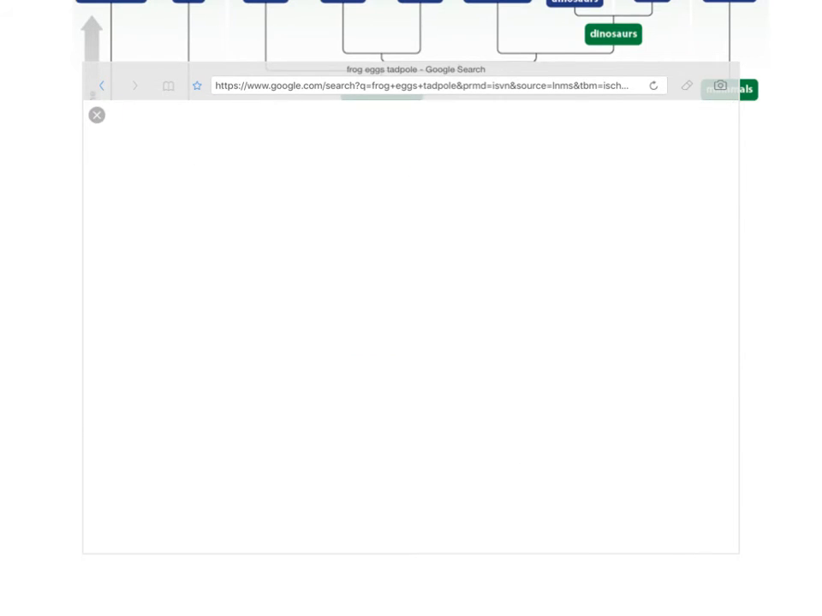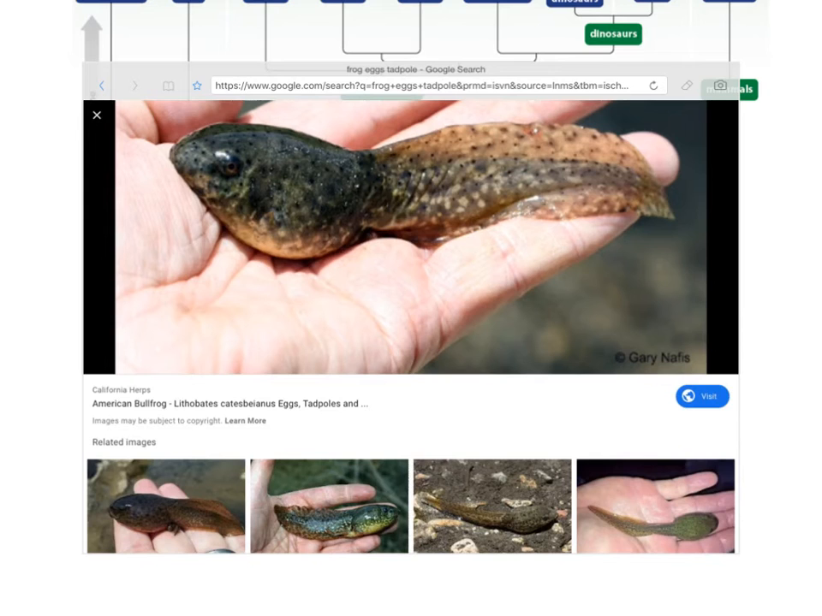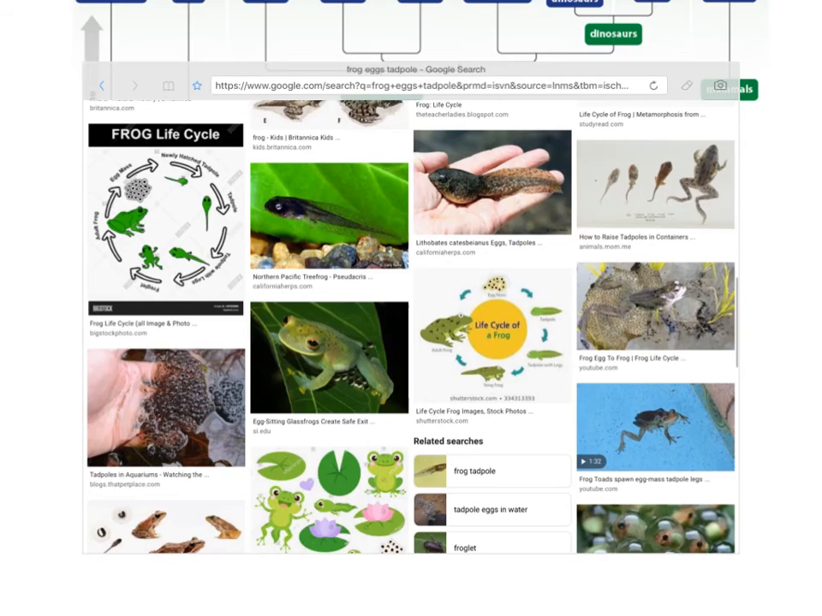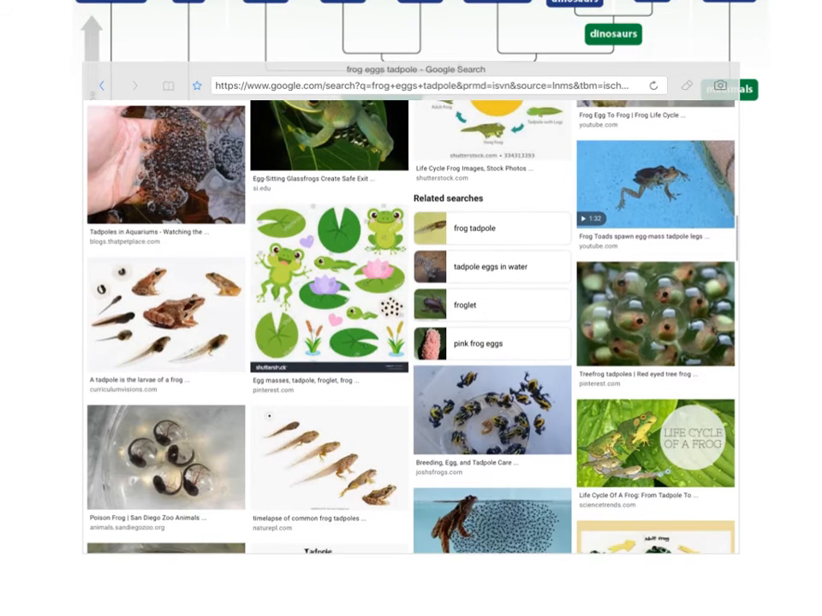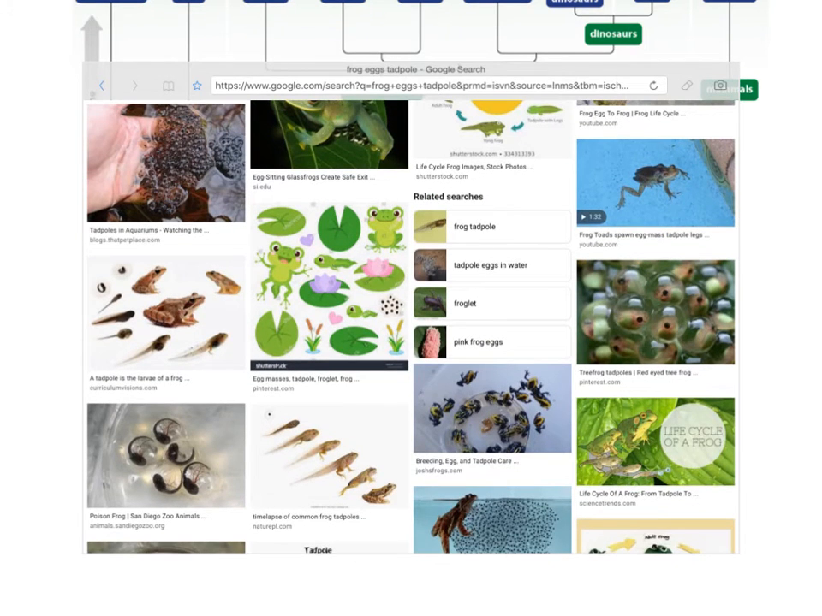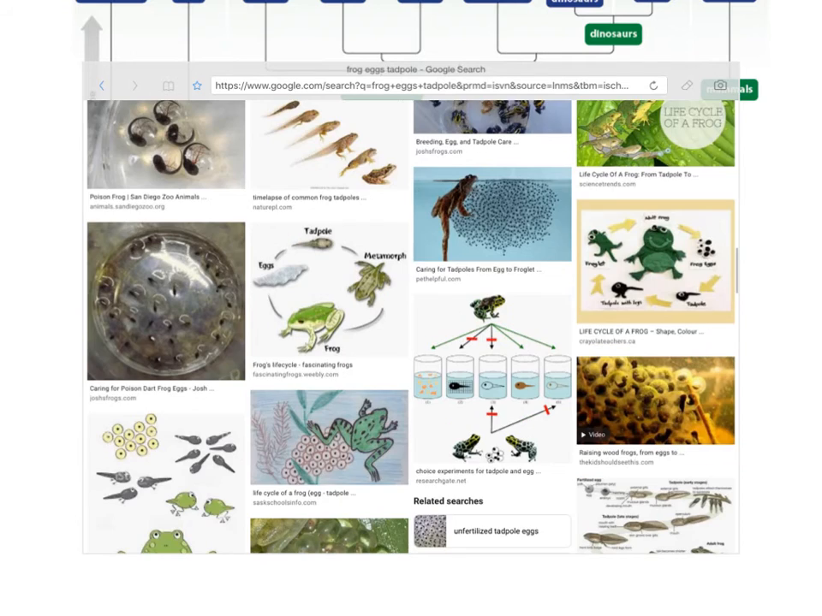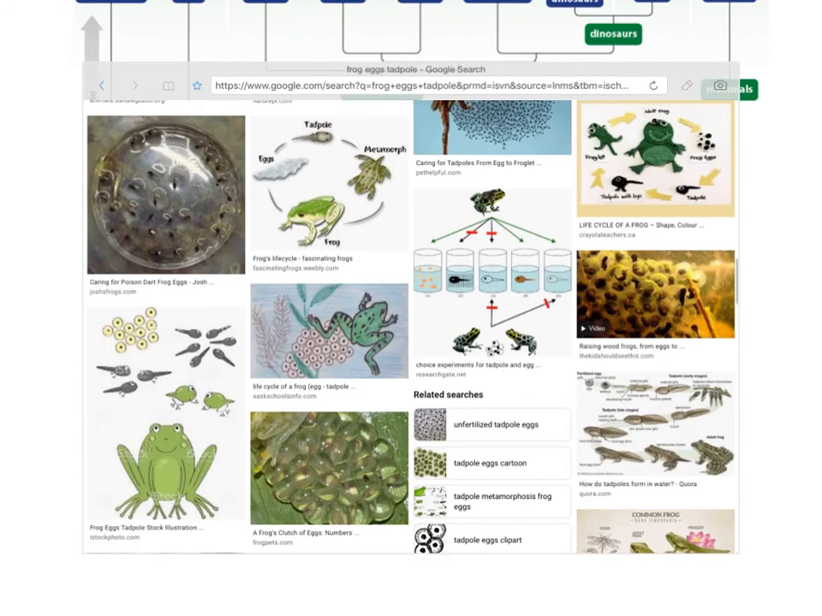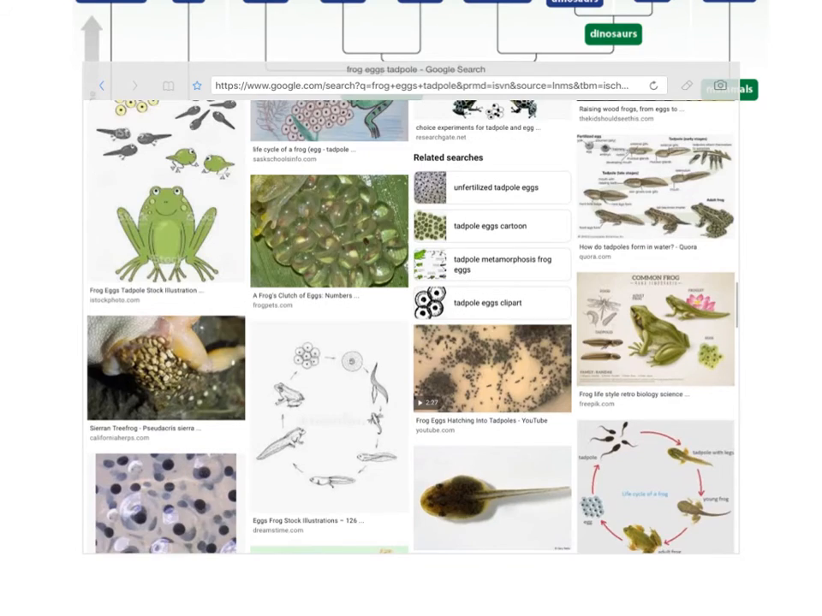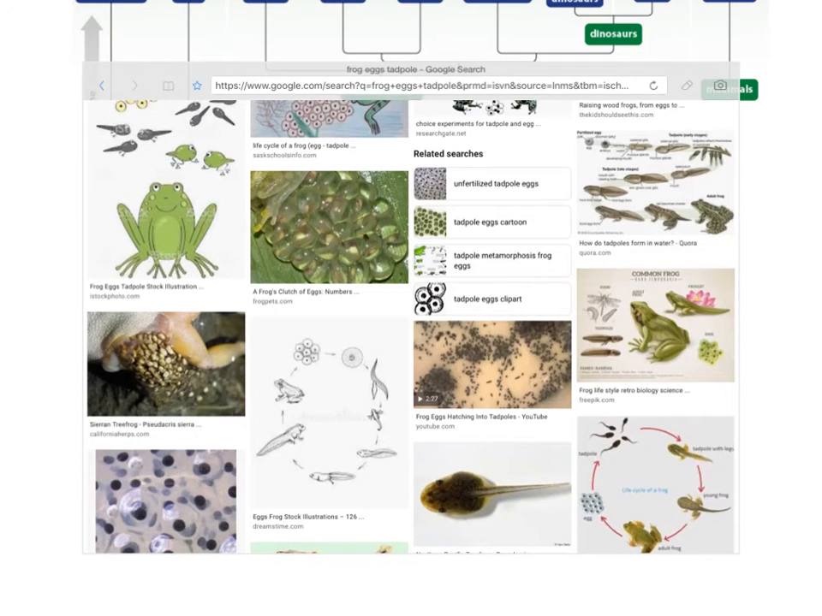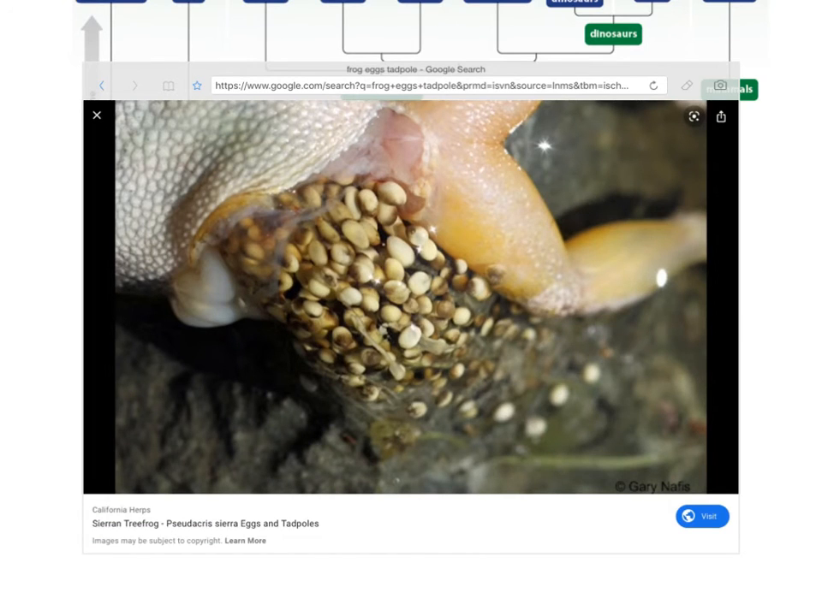Ooh, there's a giant tadpole. Take a look at that. That is incredible. Sometimes if you're just peering through, this is very interesting. There looks like some eggs are coming out.